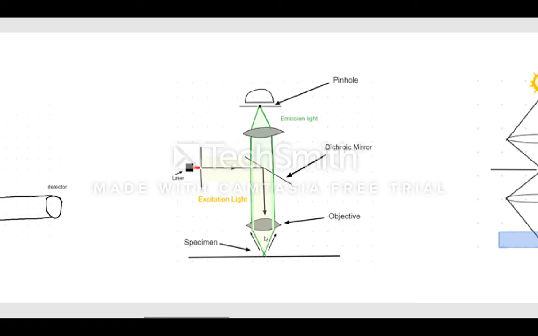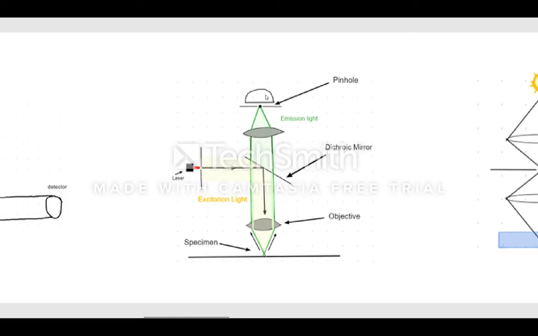The specimen then transmits an even longer emitted fluorescent wavelength that goes straight into another pinhole, and this emission light goes right back up and into the detection for imaging. Now, a pinhole allows emissions that originated from the focal plane, being the middle of the specimen, to reach the detector while blocking out-of-focus fluorescence from reaching the detector.